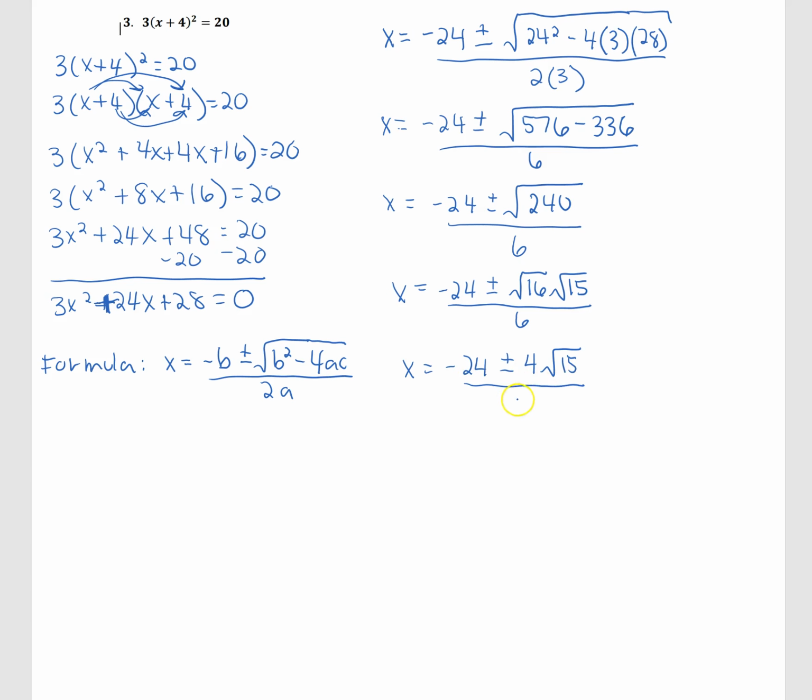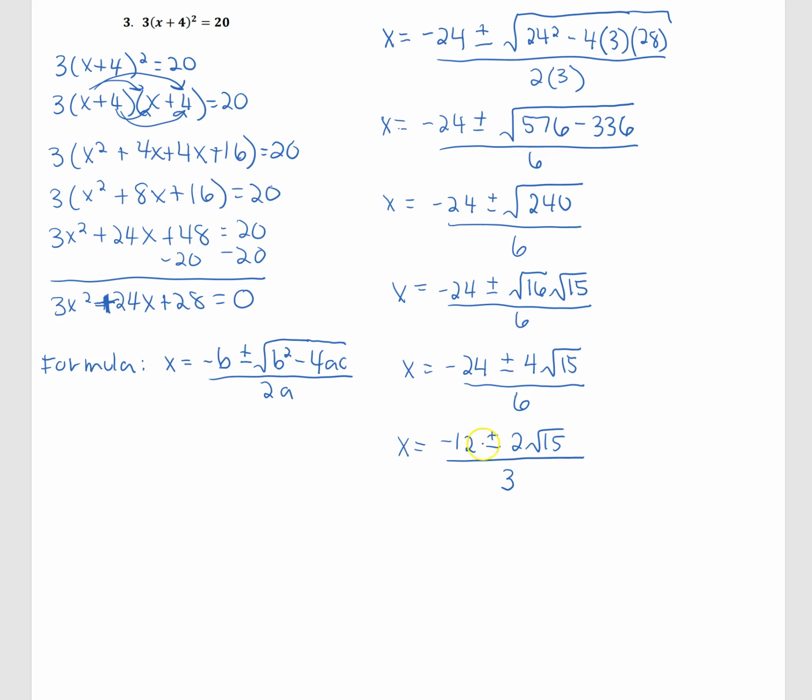and it's over 6. So now what we can do is all three of these numbers, 24, 4, and 6, are divisible by 2. So we can simplify this down to -12. 4 divided by 2 is 2. Keep that root 15 there, and 6 divided by 2 is 3. So that's as much as we can simplify that term.